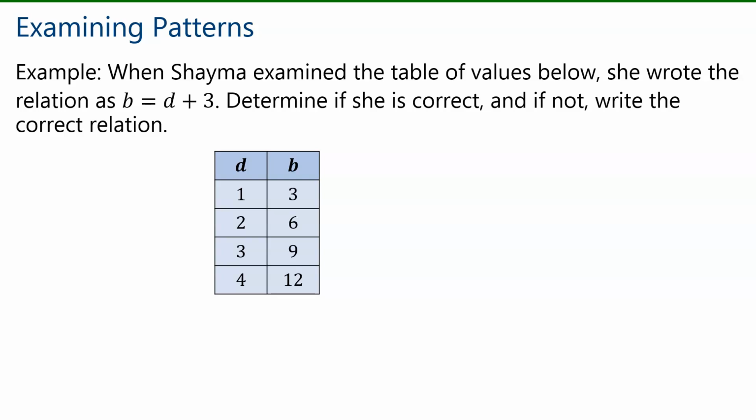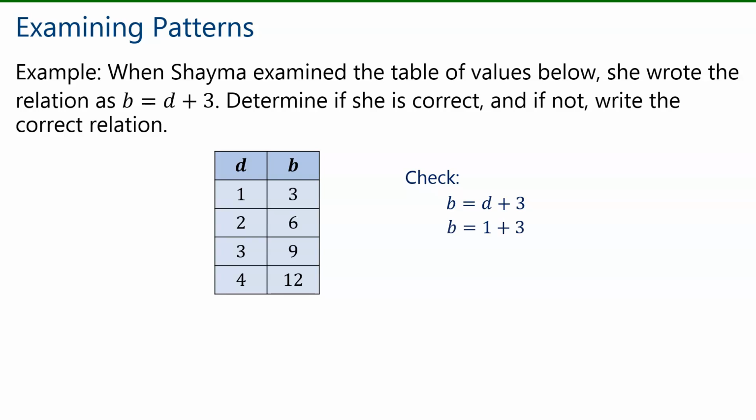Now for this next example, it says, when Shema examined the table of values below, she wrote the relation as B equals D plus 3. Determine if she is correct, and if not, write the correct relation. So we can check this by simply plugging in a value for D and see if we get the corresponding B value. So we can start by replacing D with 1.